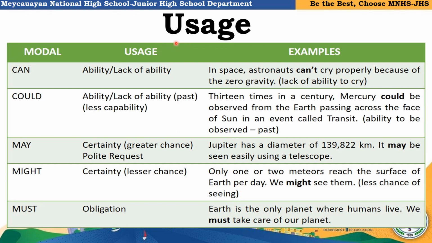Since we are clear with the definition of modal verbs, let's have usage. I have here 3 columns, one for modal. We have can, could, may, might, must, and then the usage of those modals, followed by example. Can is used to express ability or lack of ability. Again, we're using can to express ability or lack of ability.